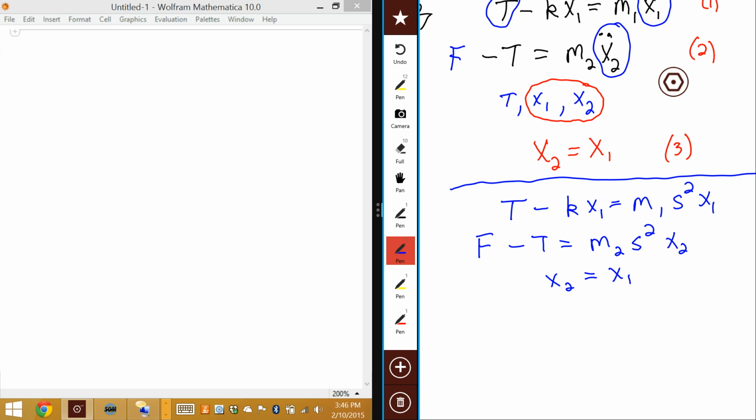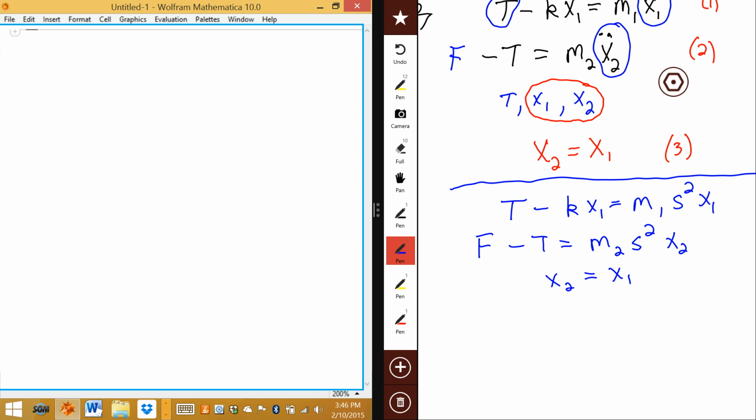I'm not quite sure what that was. Untitled 1, Wolfram Mathematica 10.0 window. I don't know what's going on, but we'll see if this works.